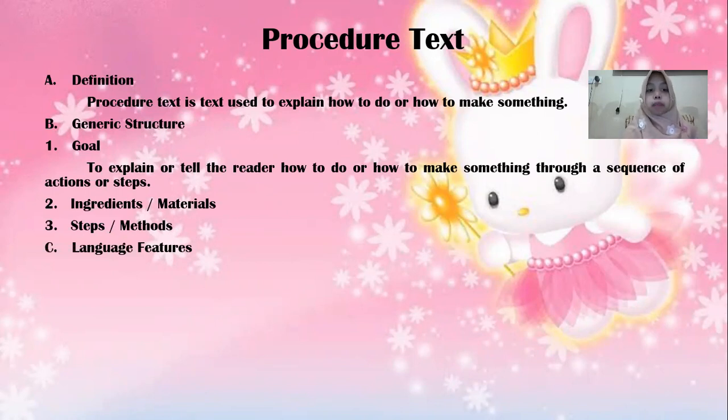The third is step or method. Yes, in procedure text, we need steps or a method for making something or giving an instruction, like firstly put blah blah blah, and then second heat the butter, and so on. And the third is language features. What are language features in procedure text?